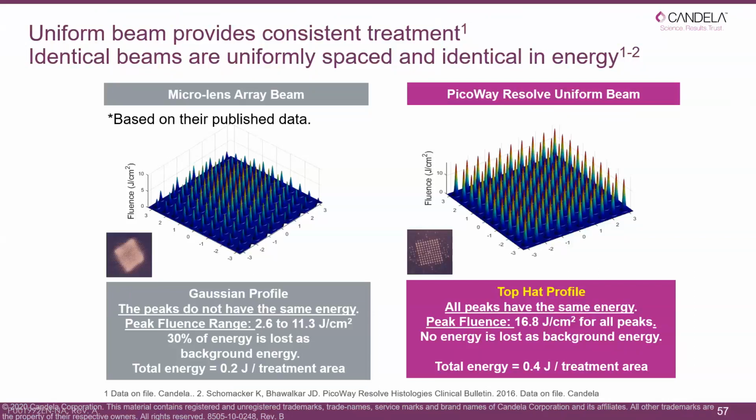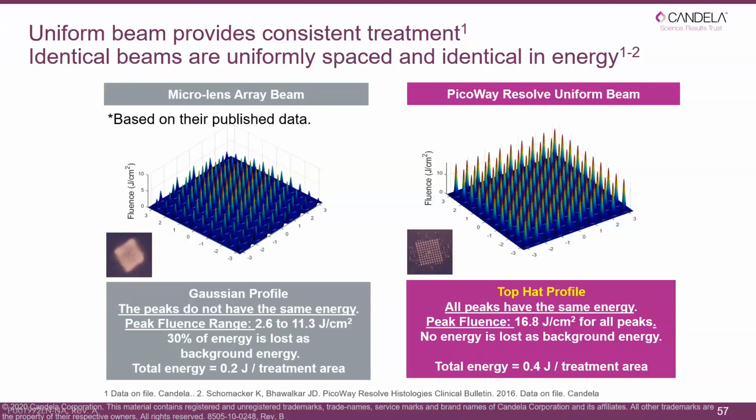The big difference when you're using the Resolve handpiece is that we actually use a holographic lens. So rather than the convex lens to split the beam up, we're actually able with this hologram to break the beam up into 100 exactly equal microbeams. So it means that every single one of those beams is delivering exactly the same amount of energy, and we're not losing any of that energy into the background.